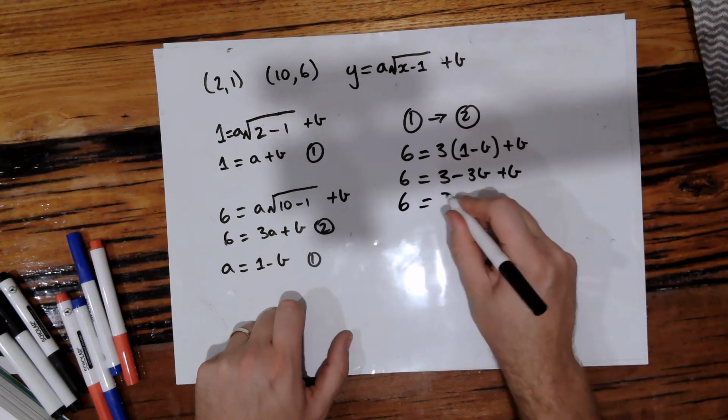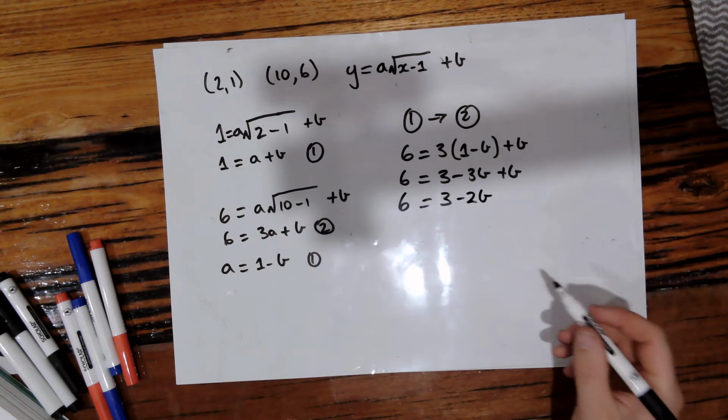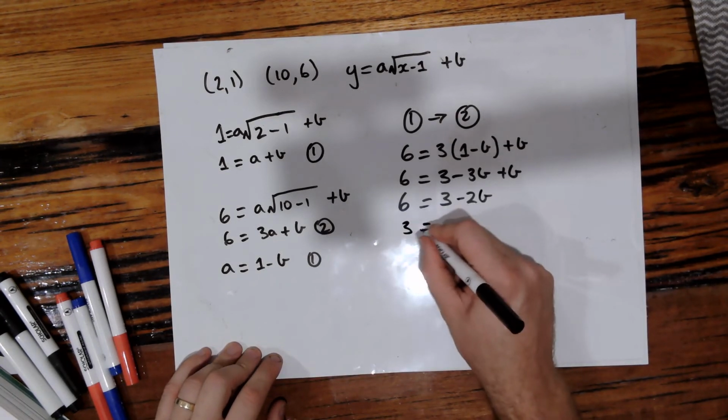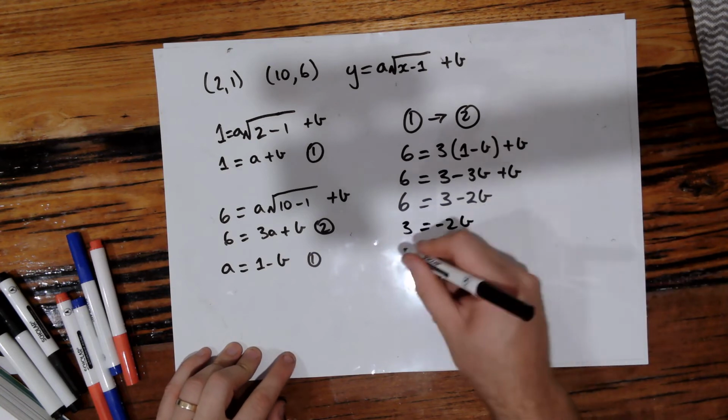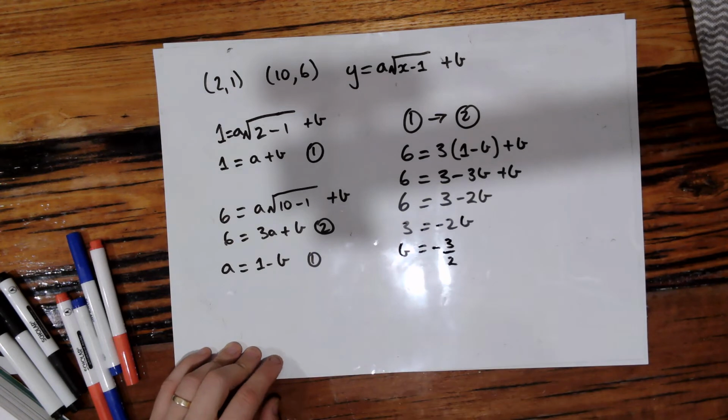Collect some like terms here. So minus 3b plus b is going to give us minus 2b. We're going to take away our 3 here, because 3 equals minus 2b. So b is going to equal negative 3 on 2.